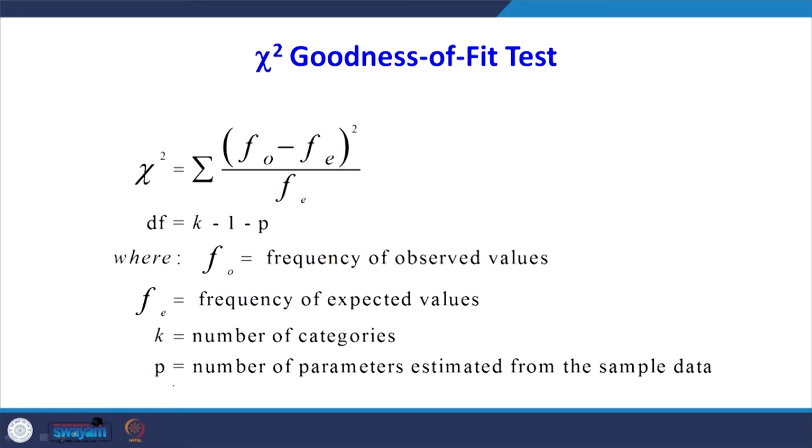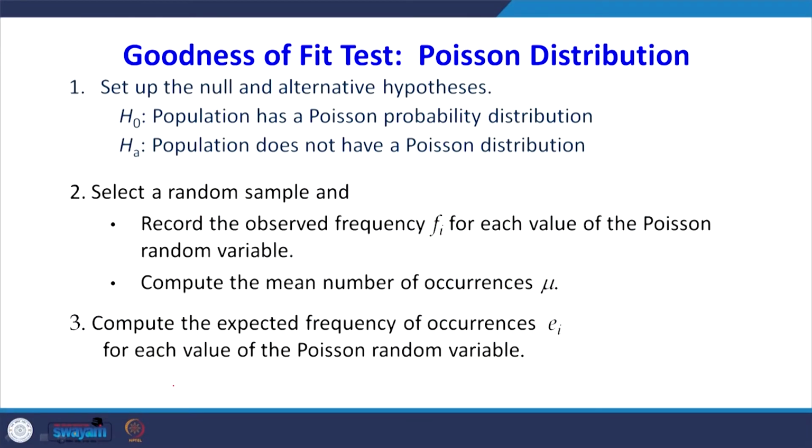For example, if it is a uniform distribution, the parameter is 0. If it is a Poisson distribution, the parameter is 1, that is only the lambda value. If it is a normal distribution, the parameter is 2, because a normal distribution has two parameters, one is mean and the other is variance.